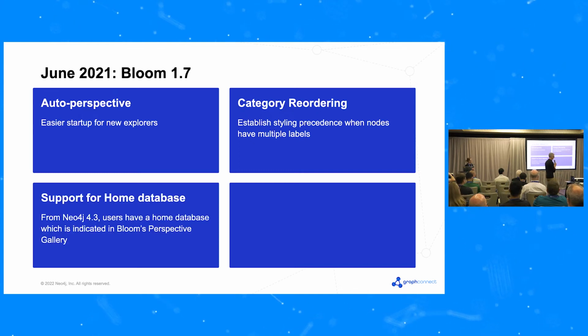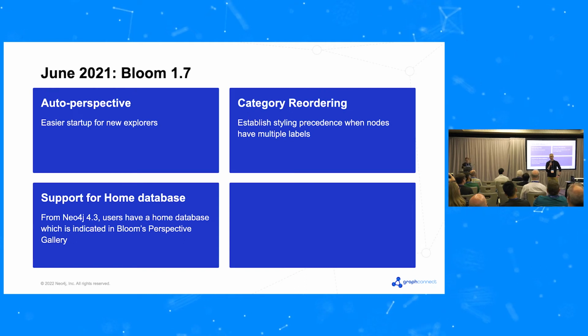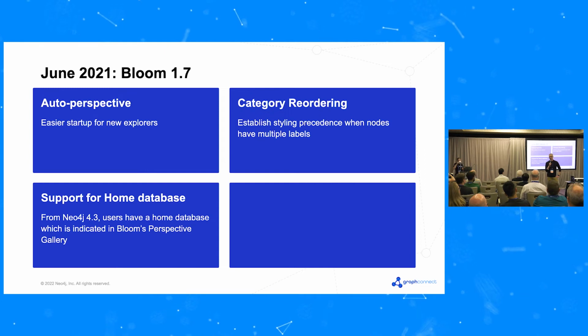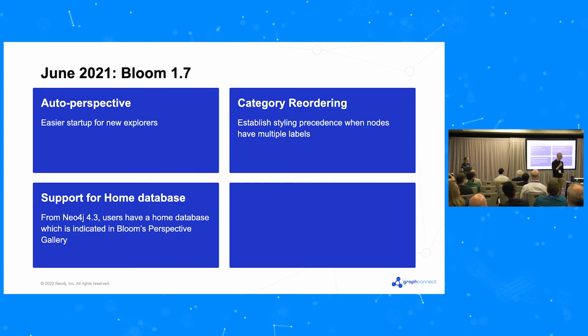We also introduced support for the home database, which was new in Neo4j 4.3. So if you do have Neo4j 4.3 or above, your users have a home database, and Bloom will, by default, use that database in the perspective gallery and identify it with a home icon in the drop-down list of databases. So that was new as well.